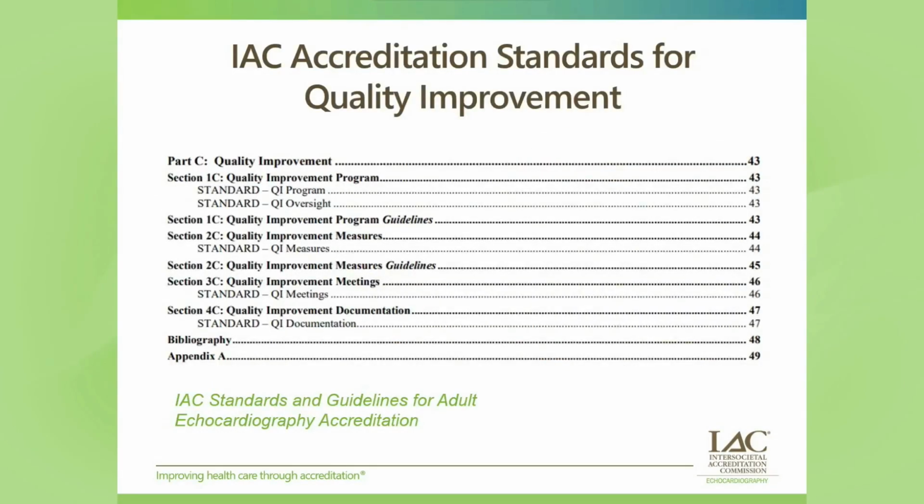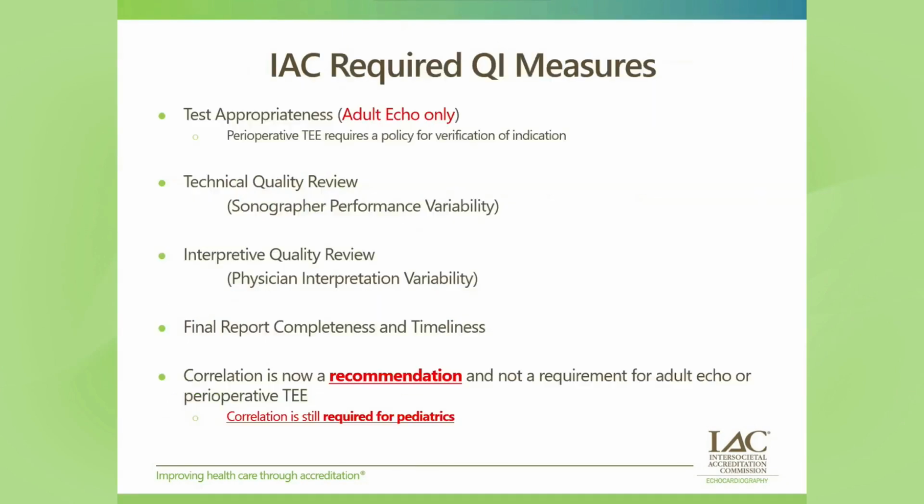As part of Echo Lab accreditation by the IAC, a facility must develop a policy for quality improvement of all imaging procedures, which includes quarterly assessments and biannual QI meetings. So the IAC requires the following measures to be evaluated. We're going to go into a little detail about each one of these.